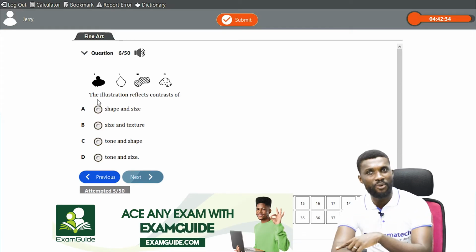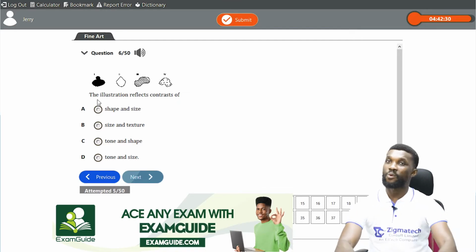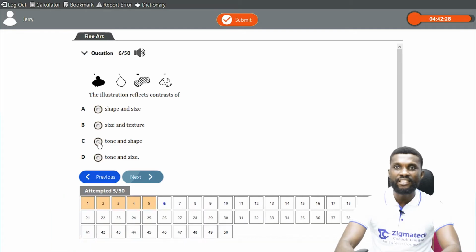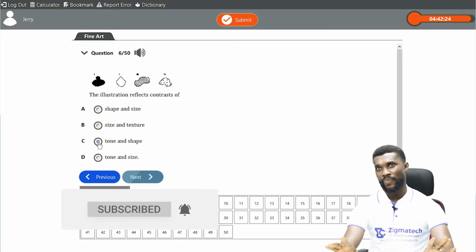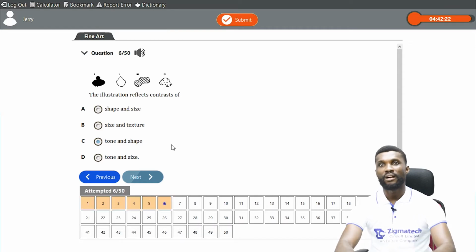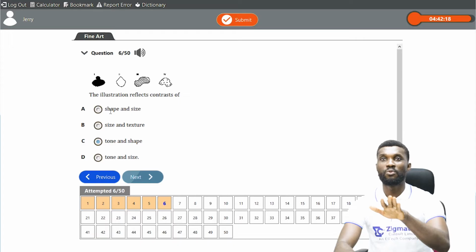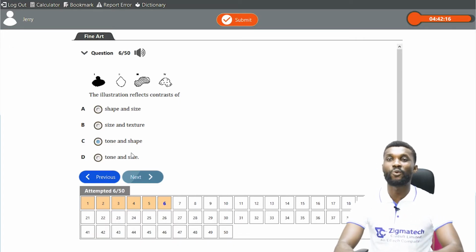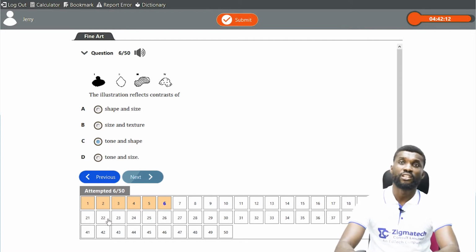Is that what it reflects more? Or it reflects tones and size? Now the answer is D, because the tones there are more reflected and then the shapes are different. So it's actually talking more about the tones and what? Shape. Therefore, question number 6 is the correct answer.